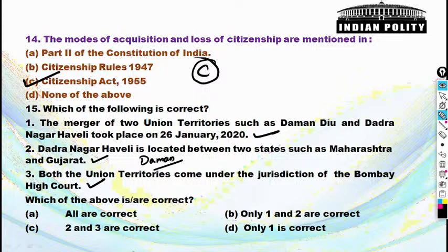For better administration and considering the smaller size of the 2 union territories, the union government decided to merge these 2 union territories and bring them under one administration for effective and proper governance of these regions. Okay, they are located on the west coast. And next is 1, 2, 3. So all are correct options.